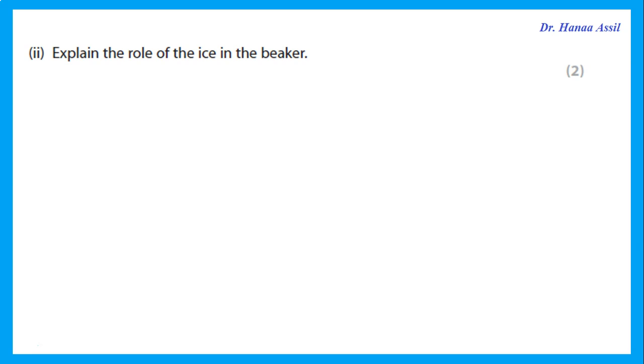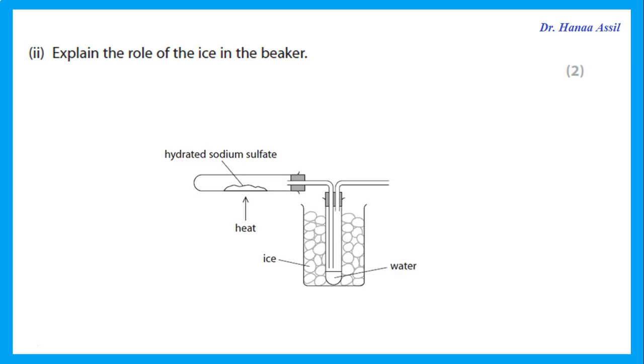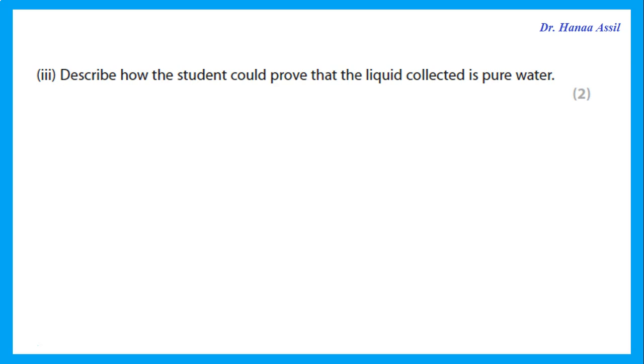Explain the role of the ice in the beaker. So this was the setup. We heated the sodium sulfate in order to get the water of crystallization to evaporate. And then we pass the vapor into a test tube that is surrounded with ice. So of course, what is the role of the ice? The ice is acting as if it's a condenser. So this is to cool and condense the vapor.